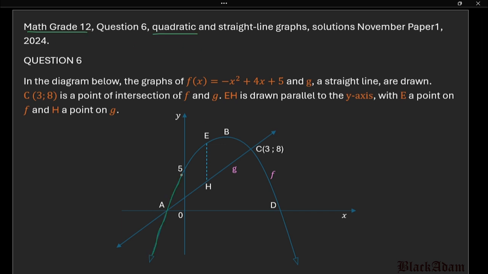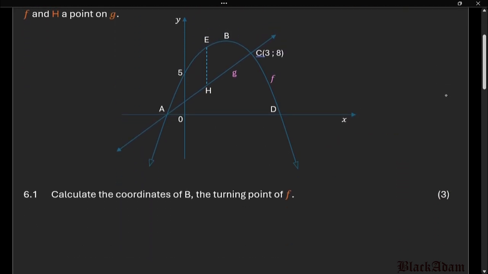That's quadratics, and that's the quadratic curve. That's the graph. And then we have a straight line, and that's the straight line there between A and C. And then we have coordinate C. And then we have EH parallel to the y-axis. And then we have point EH. And then let's solve the problem.